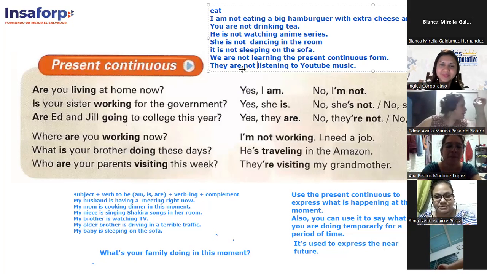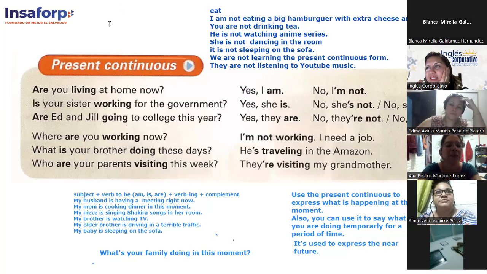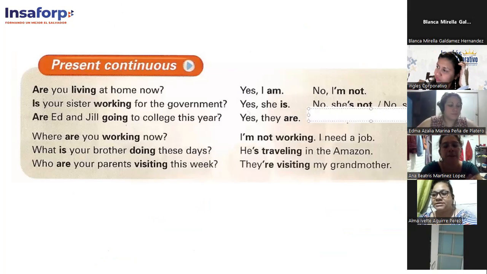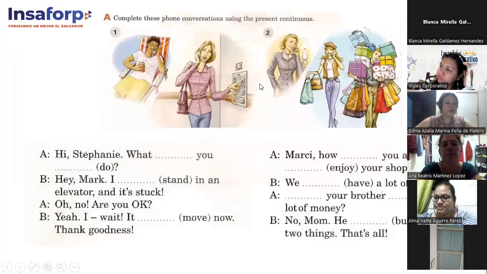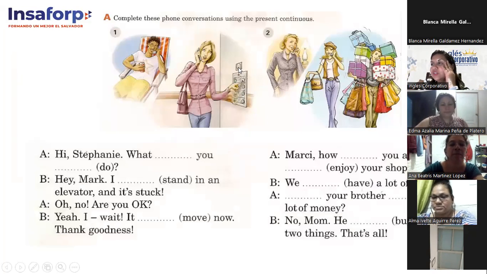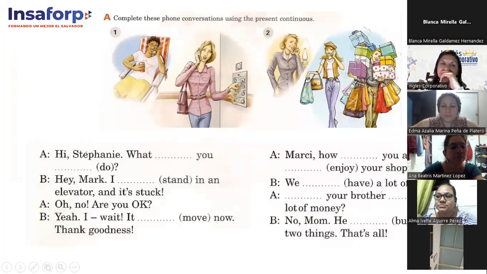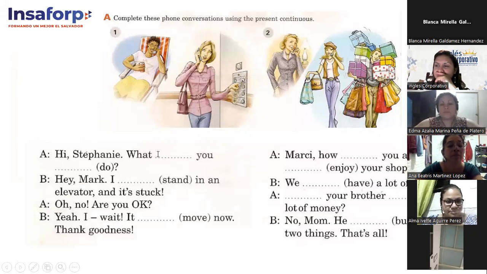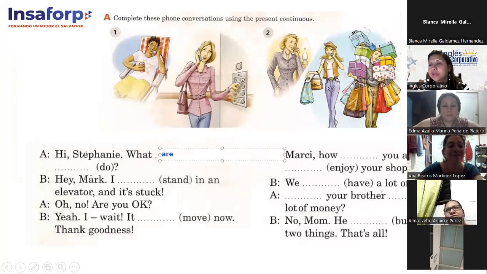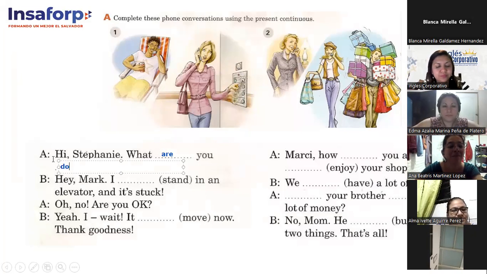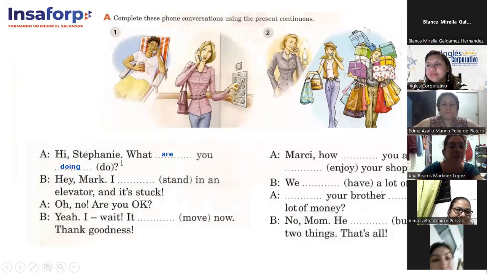Okay. Good. So let's go over the next practice. It's time to practice. Complete the phone conversations using the present continuous. It says, hi, Stephanie. What are you doing? ¿Qué estás haciendo? What are you doing?